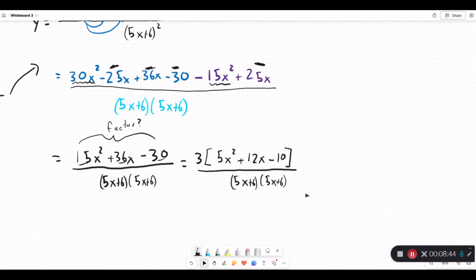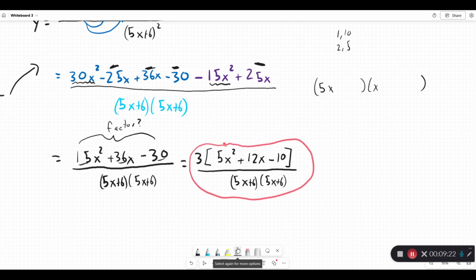Can I factor this any further? You know, there's lots of ways that you can check this. You can take a look at 5x times x. And we have to think about, we want things that multiply to equal 10, but add to equal 12. So as a reminder, that's 1 and 10, or 2 and 5. So one of these is going to get multiplied by 5. 15 minus 10 is 5. I don't think there's any good simplification.